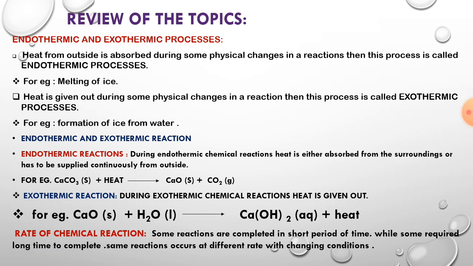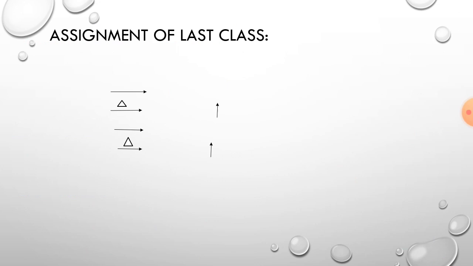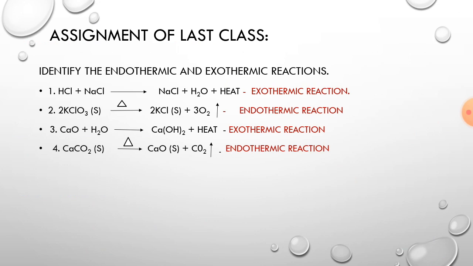Then the rate of each reaction is different, the rate of chemical reaction. Some reactions are completed in a very short period of time, while some require a long time to complete. As we have seen in our last class, we separate some processes into slow and fast processes. The same reaction occurs at a different rate with changing conditions. We learned all this in our last class, and I have given you a homework assignment also. I hope all of you did it very nicely.